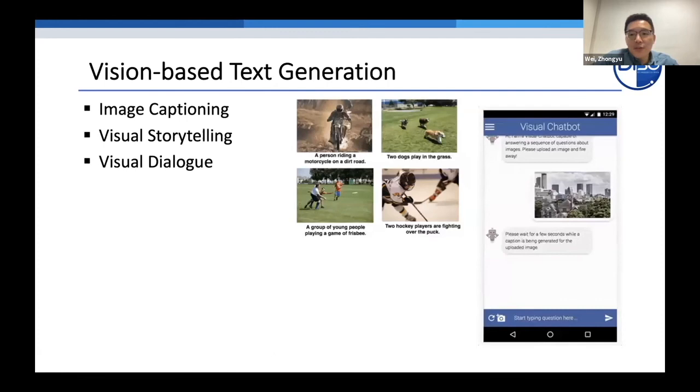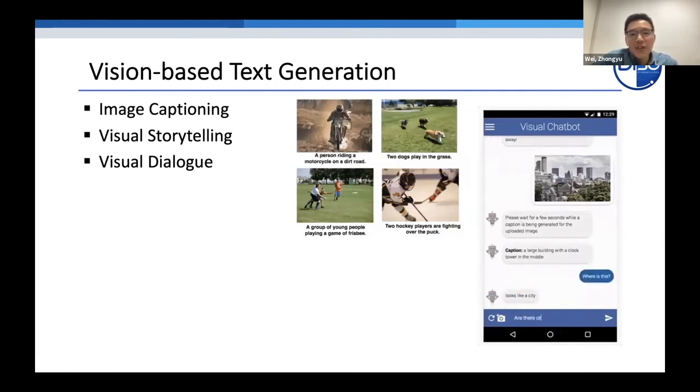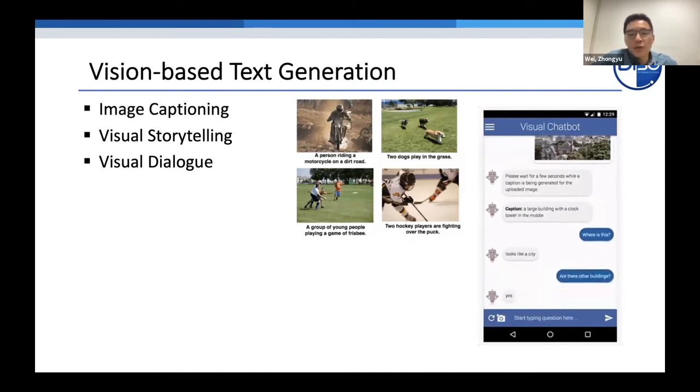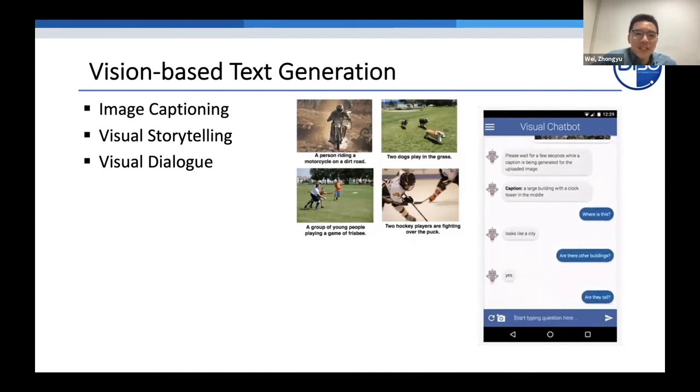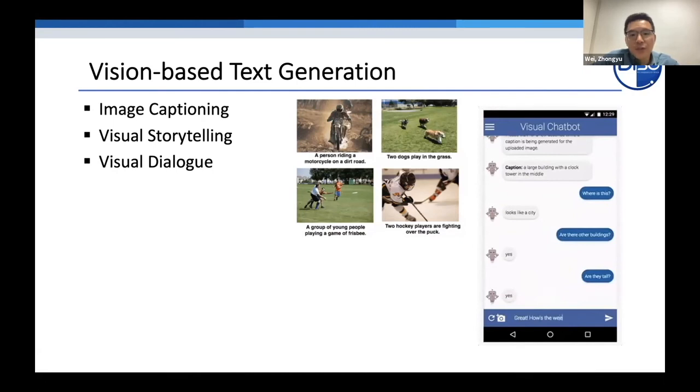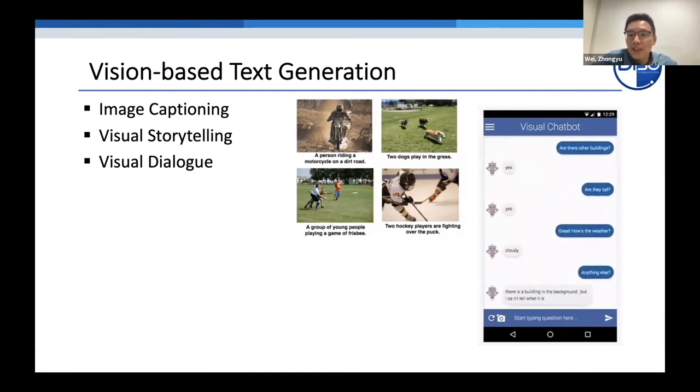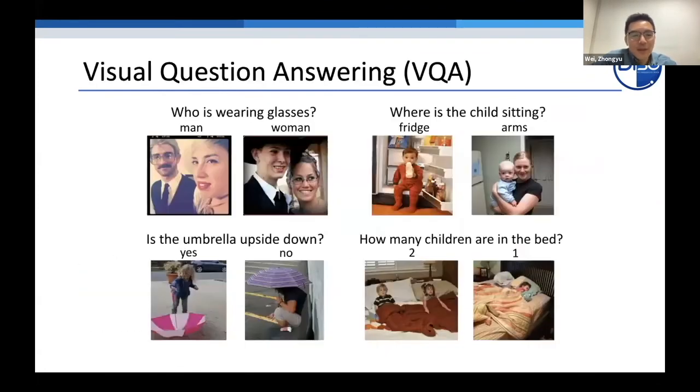The second downstream task is generating text based on an image. It can be used to generate an advertisement sentence for an image, or to generate a story for your album. The third task is visual question answering. Given a picture or a pair of pictures, you can ask questions and the agent can answer them.